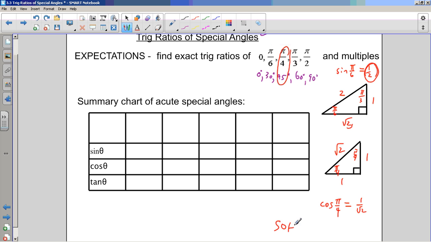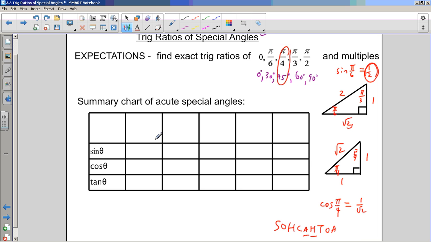This is where trig started for us. It's come a long way since SOHCAHTOA, but it's still true here, right? The cos of pi over 4 is adjacent over hypotenuse in this special triangle. Okay, and so probably the way you learned in grade 11 is to memorize these triangles and then be able to reproduce the sine and cosine and tangent.